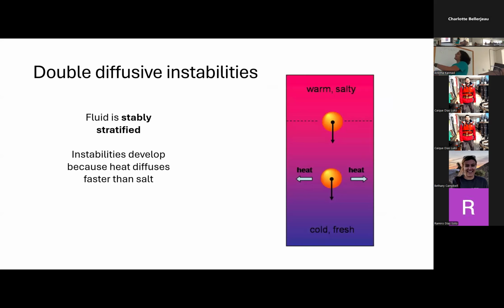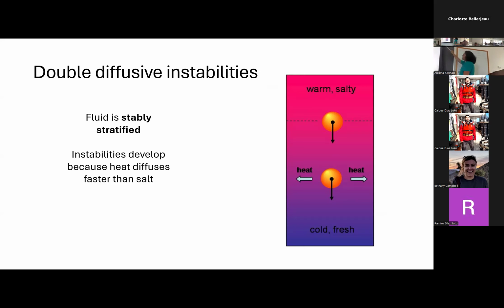And a final speed run, just a teaser, but we'll talk about this a lot in a later lecture. Another way in which the ocean can be unstable is even if it's stably stratified, a scenario where you just have lighter water over denser water. You could also have instabilities develop because heat diffuses a lot faster than salt. This is just one example of those instabilities.